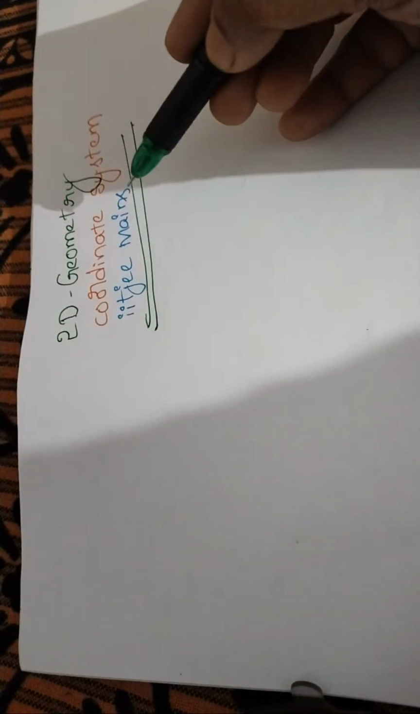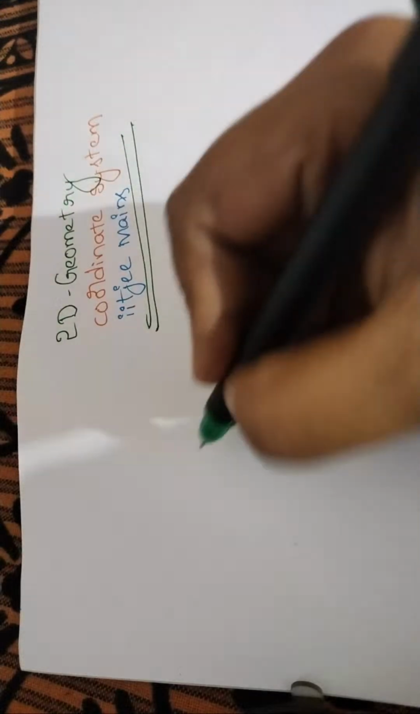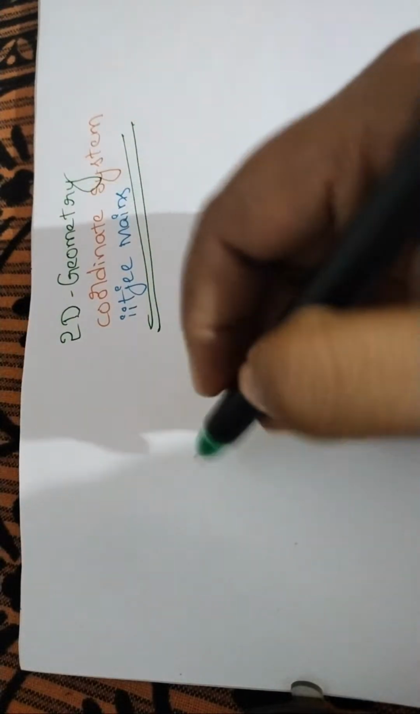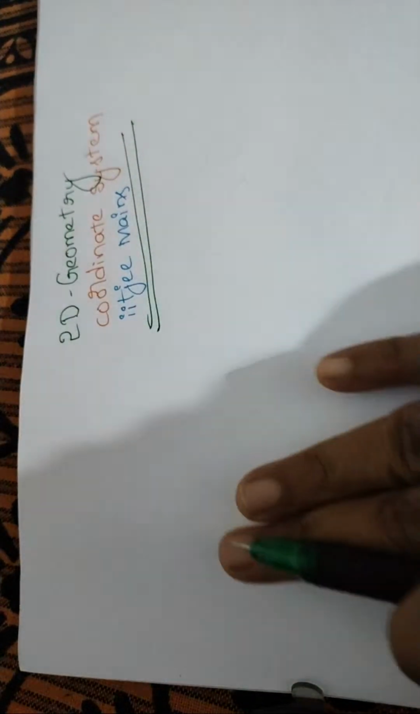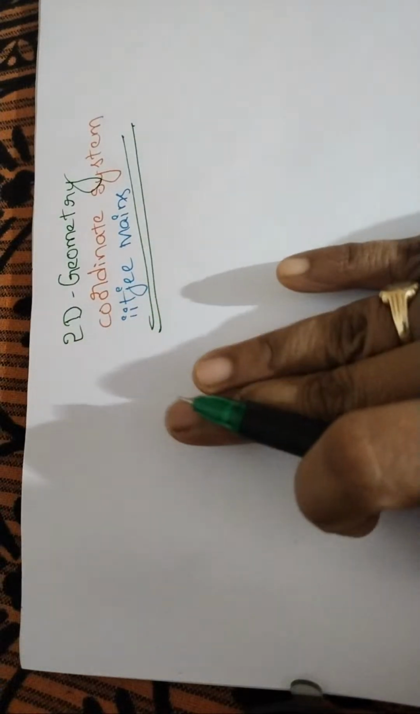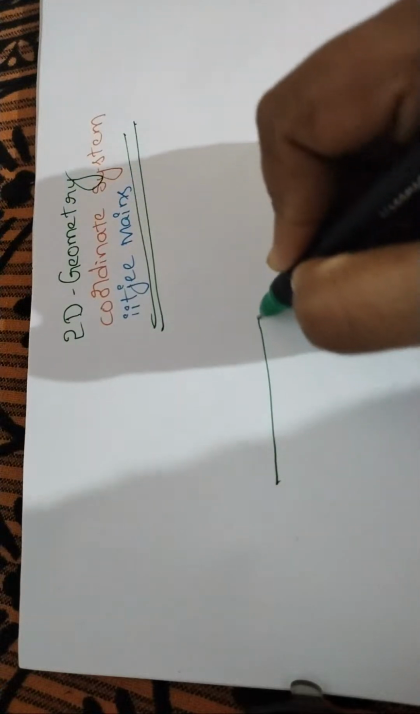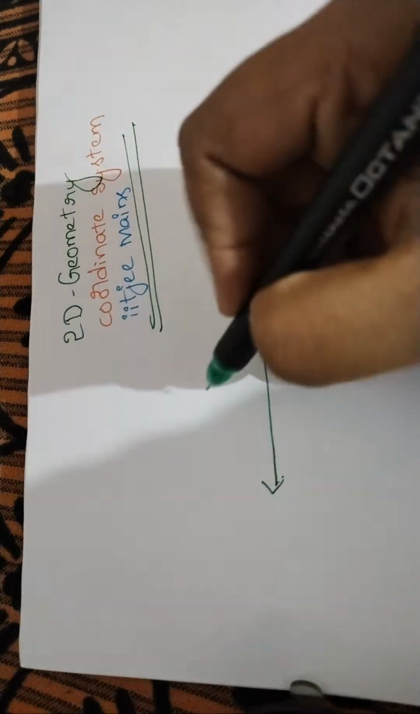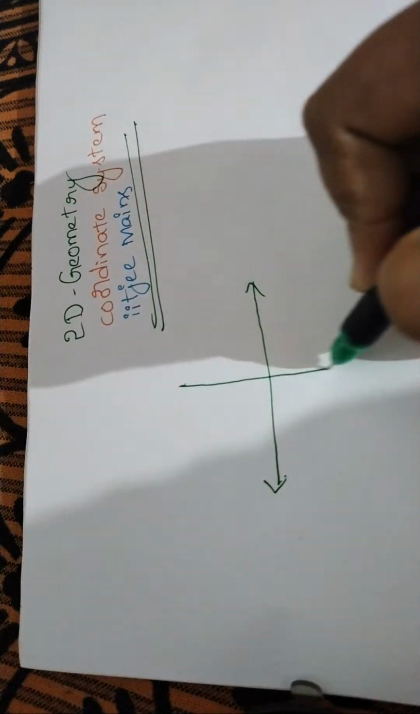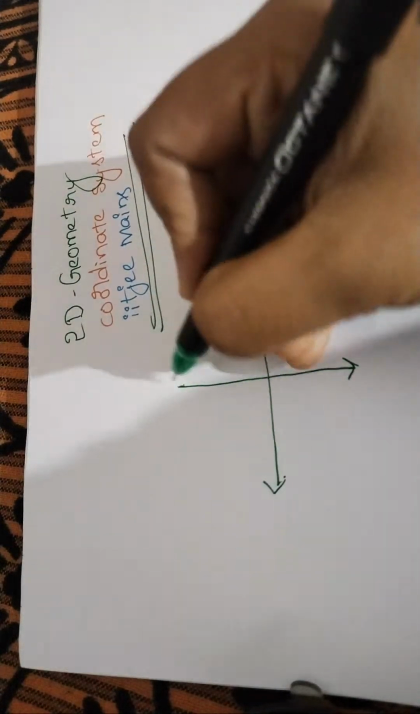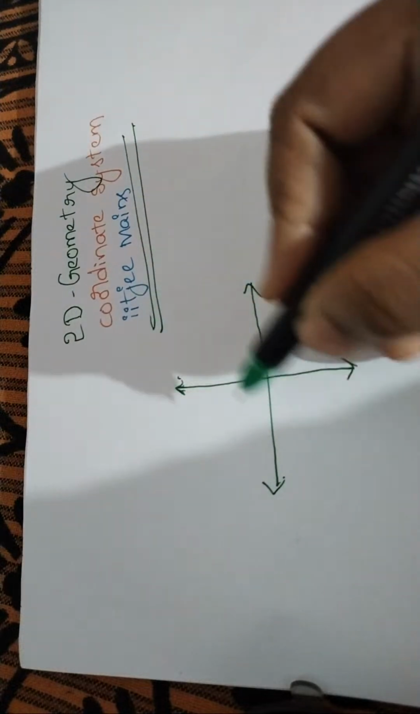We'll discuss what is a coordinate system. For that, I will take a plane, a coordinate plane. Suppose it is a plane. I'm taking this plane and I will take a horizontal line and a vertical line. These two lines are perpendicular to each other.